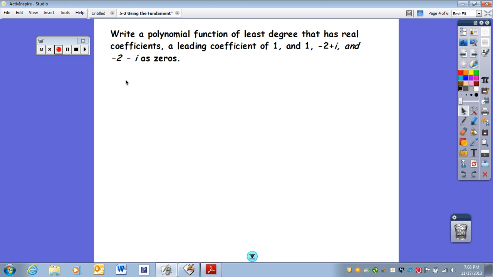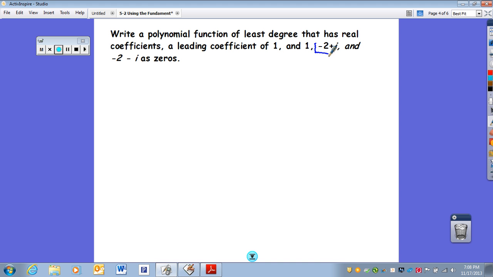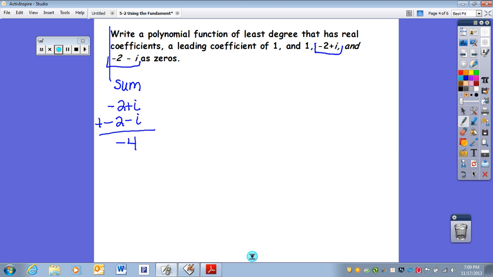So let's use the shortcut, and this is how it works. First, we're going to take the sum of these 2 zeros. We're going to add them together. So we have -2 plus i and -2 minus i. So if I add those together, i and -i will have a sum of 0, so my sum will be -4.